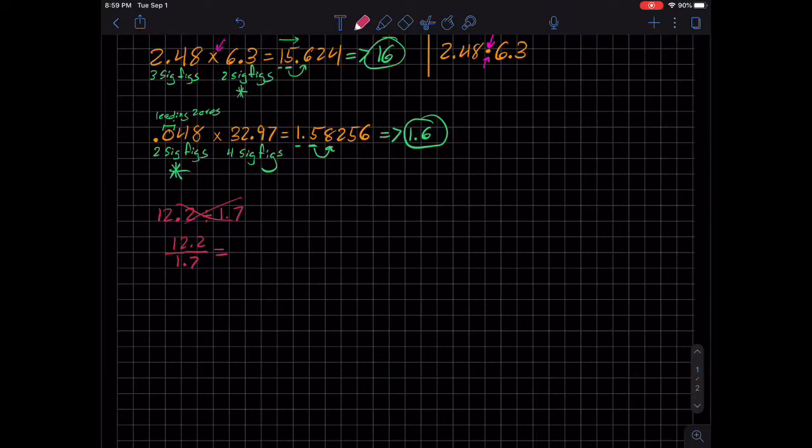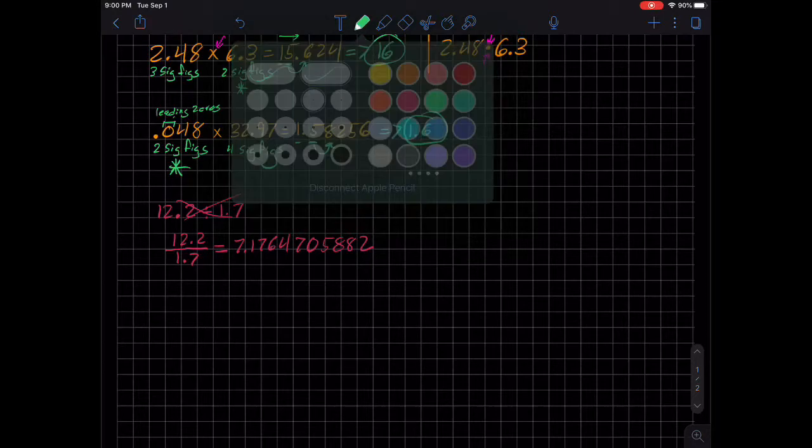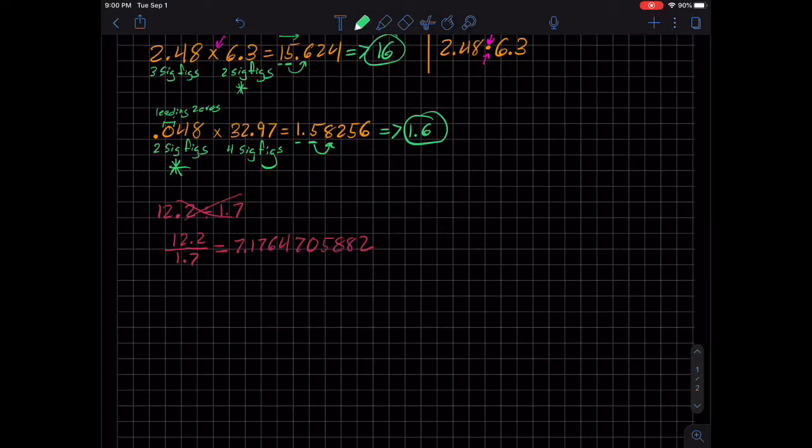When you plug this into the calculator, you get an answer of 7.1764705882. That's a lot of numbers, and that's way too specific. That's way too precise to have as an answer. So we have to figure out the least number of sig figs. Well, down here at 1.7, they're all non-zeros, so it's easy. This is 2 sig figs, and up here at 12.2, we have 3 sig figs. So 1.7 has the least number of sig figs at 2.